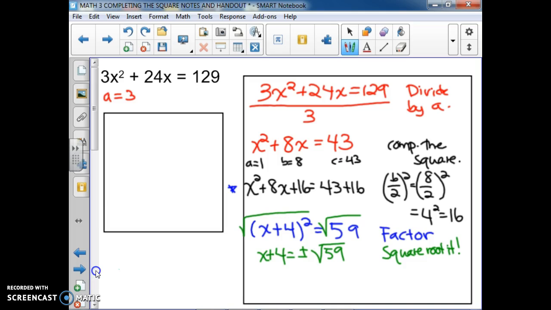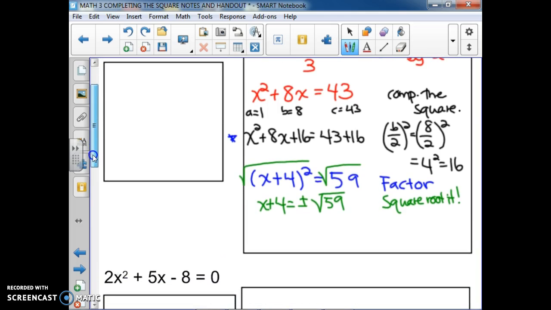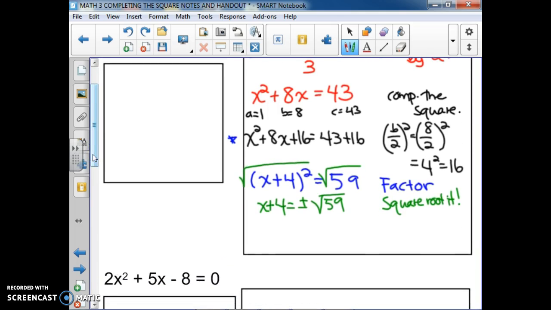Now, 59 doesn't have any perfect squares that are factors, so I'm just going to keep it the square root of 59. For most problems in completing the square, they do not want you to get a decimal or something like that. They want you to just keep it the square root of that number. So my final step is to subtract 4 from both sides, and my solutions would be x equals negative 4 plus or minus the square root of 59. So we have our solutions.